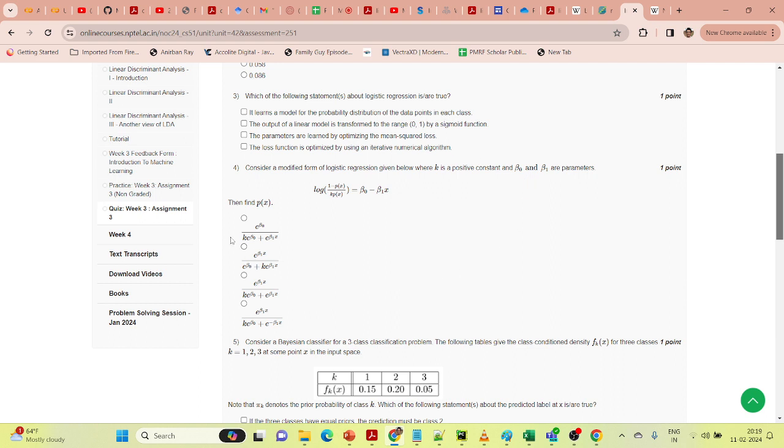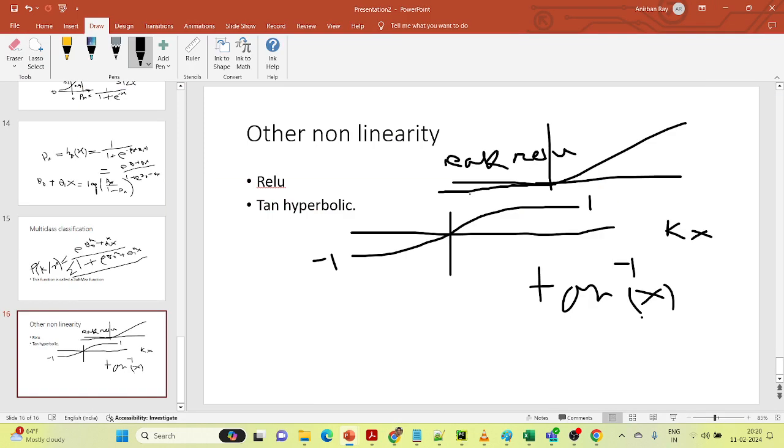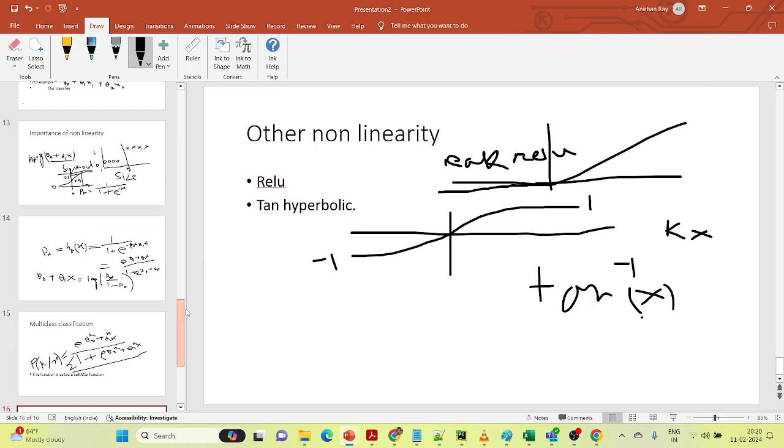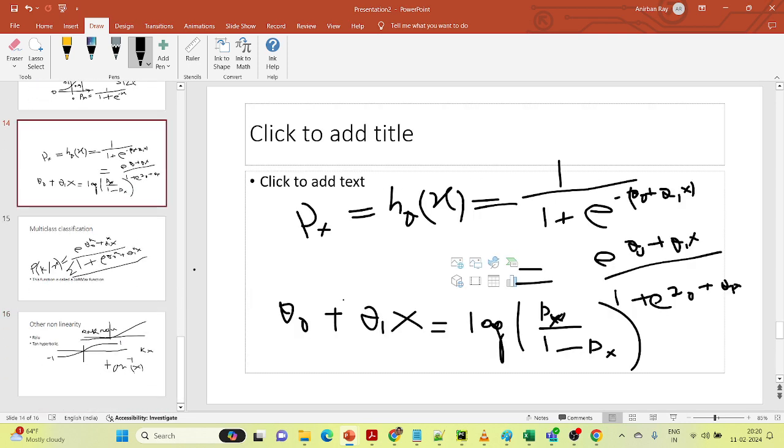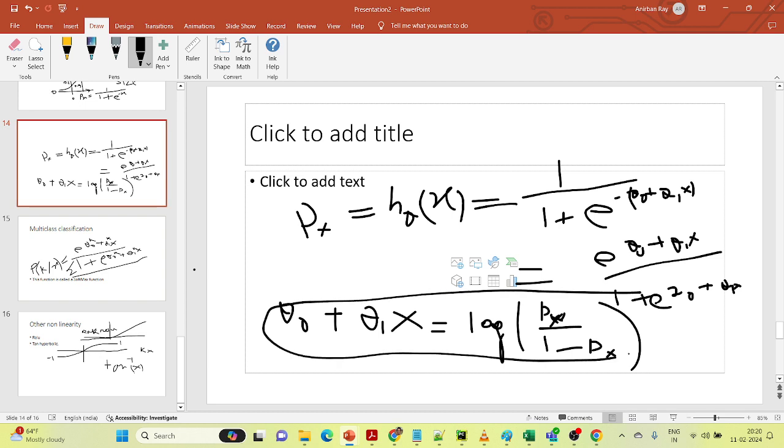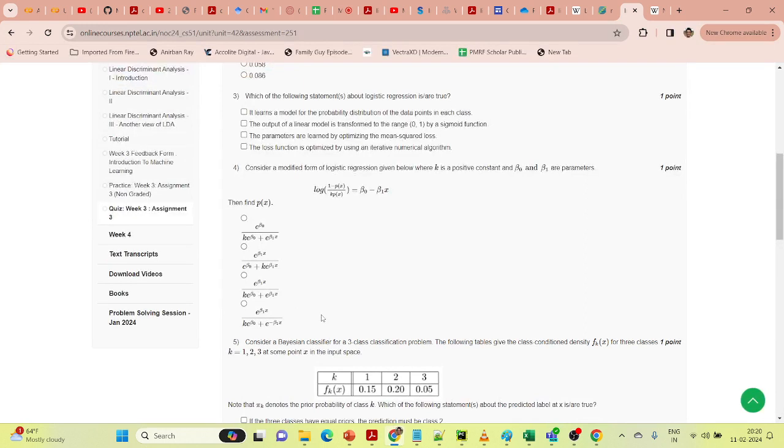So question number 4, what will be the answer? As you can see, we have this expression here for the sigmoid. So you have to take anti-log on both sides, means raised to the power e, and then solve. You can do this. Question number 4 done.